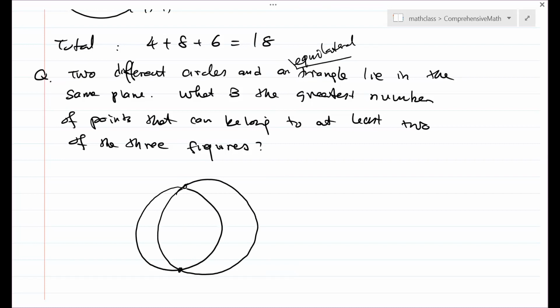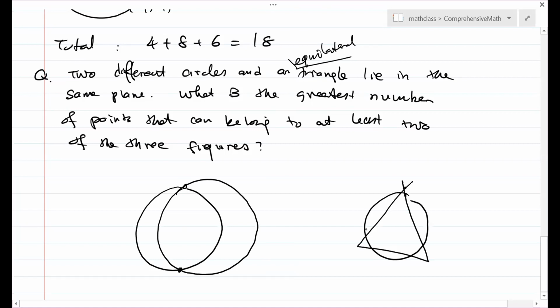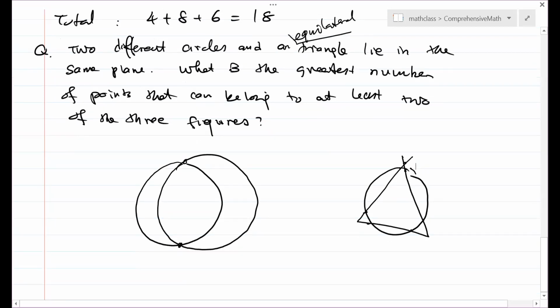So this triangle, just think about the one triangle, right? You have to put it in this way, then you get 1, 2, 3, 4, 5, 6. So the triangle intersects a circle at the most 6 points. So it intersects one circle at 6 points, and intersects another circle at 6 points. So in total you'll have 12. But also those two circles intersect, which is two. So my answer is 6 + 6 + 2, which should be equal to 14.